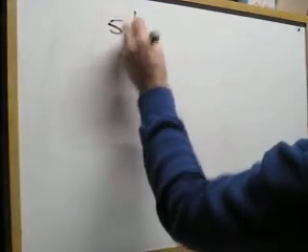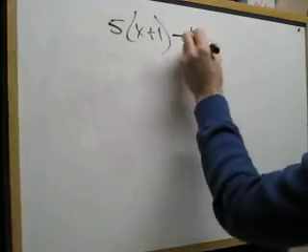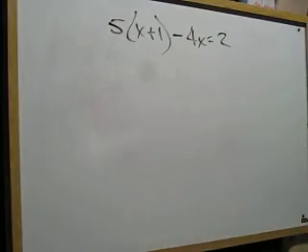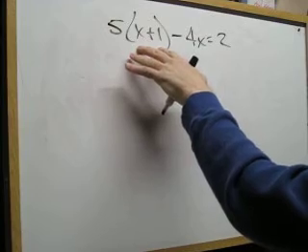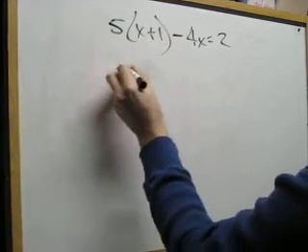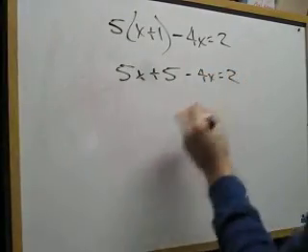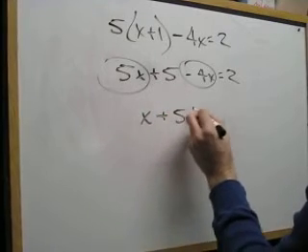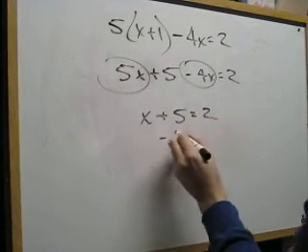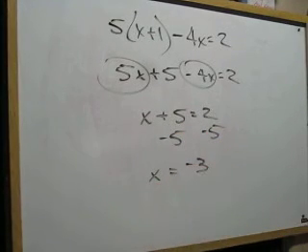Let's take number 40, which is 5 times (x plus 1) minus 4x equals 2. Alright, so again we look in the parentheses, we do that first according to PEMDAS. X plus 1, we can't combine those, so we use our distribution. Combine like terms here, which happen to be these. We get 1x plus 5 equals 2 plus 5, so we're going to subtract 5 from both sides, and we get x equals negative 3.